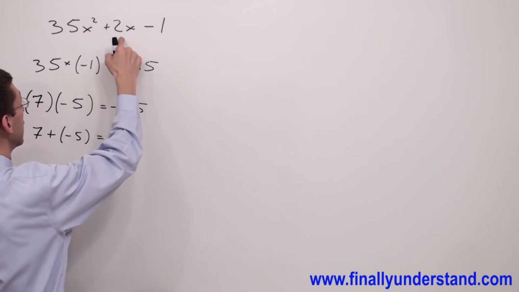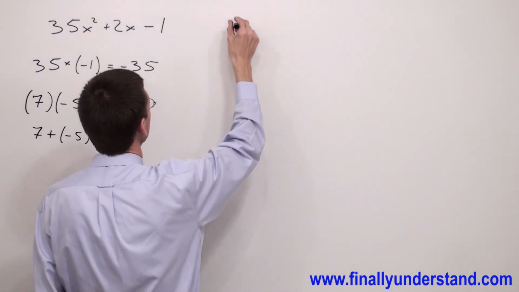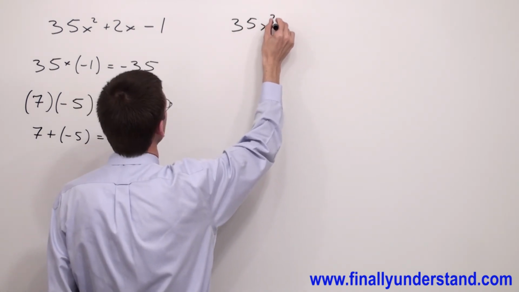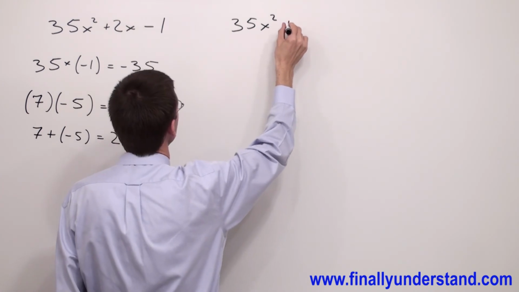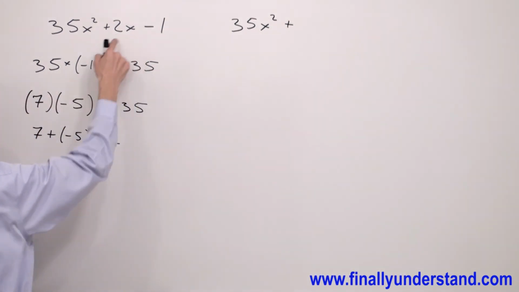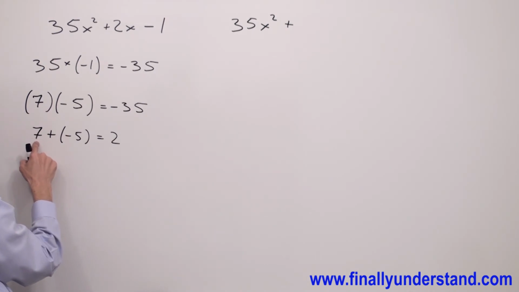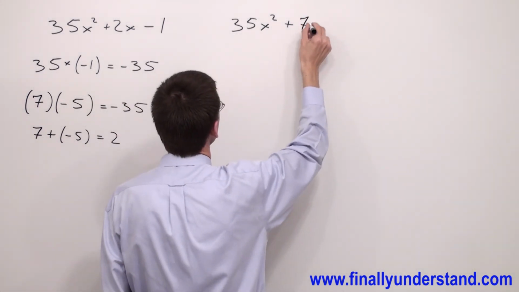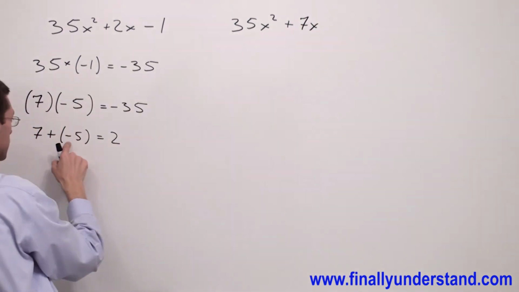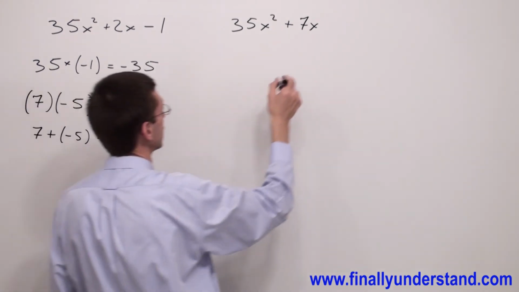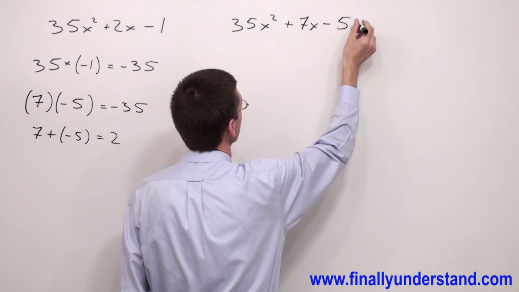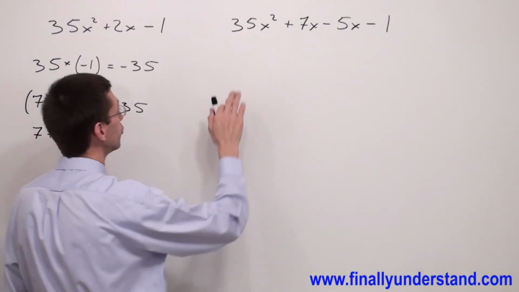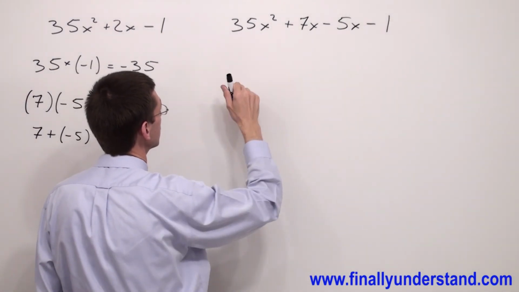Next, I'm supposed to rewrite this trinomial, and I'm going to have 35x squared plus, instead of 2x, I'm going to write the sum of 7 and negative 5. So I'm going to have 7x, and because positive times negative gives me negative, I'm going to write minus 5x minus 1.